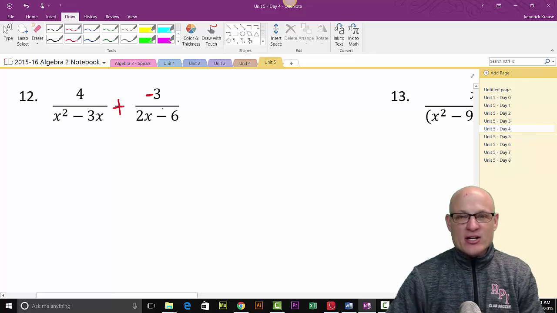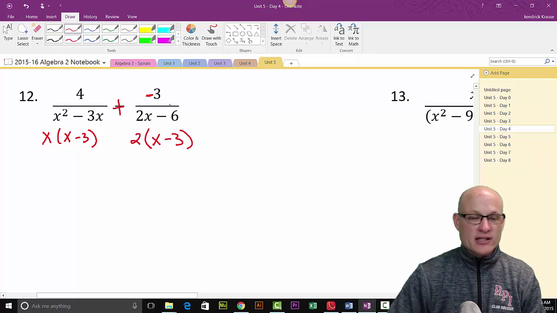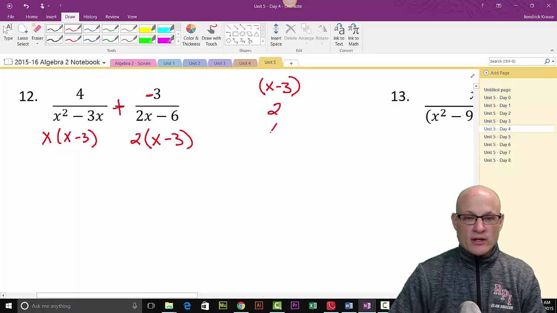The denominators both need to be factored. So let's see. I can take an x out of this, and I'm left with an x minus 3. I can take a 2 out of this, and I'm left with an x minus 3. So let's list all the things that are in the common denominator. One of them is an x minus 3. That's obvious. One is a 2, and one is an x. Those are all the things that are in the common denominator. So that's our common denominator.